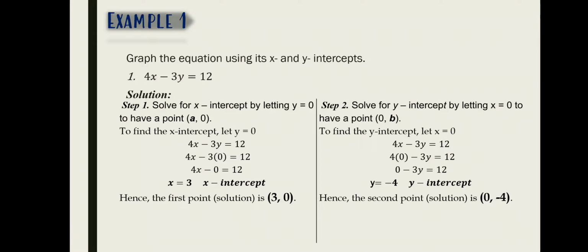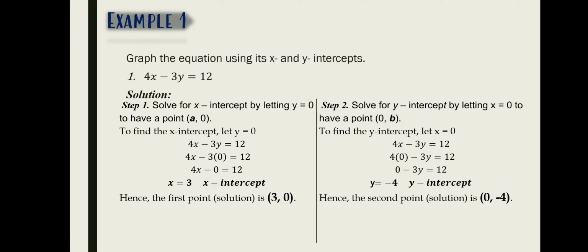To find the x-intercept, let y equal 0. First, rewrite the given 4x minus 3y equals 12. Then, substitute the value of y, which is 0, to the equation. We will get 4x minus 3 times 0 equals 12. Then, 4x minus 3 times 0, which is 0, equals 12, or 4x minus 0 equals 12.